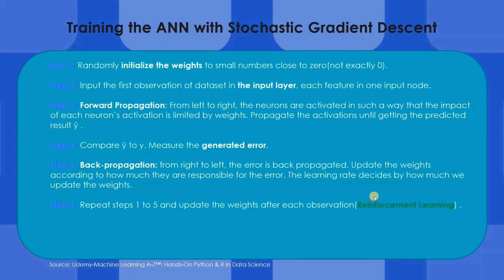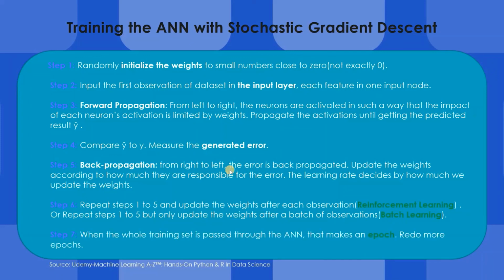Then step 6 repeats steps 1 to 5 and updates the weights for each observation. This is known as reinforcement learning: forward propagation and backward propagation combined for every weight, so row-wise. There is also one more method, which is batch learning. You repeat steps 1 to 5, but only update the weights after a batch of observations. So this is the difference: for reinforcement learning we use row-wise observations, and for batch learning we pass the batch and then update the weights afterwards.